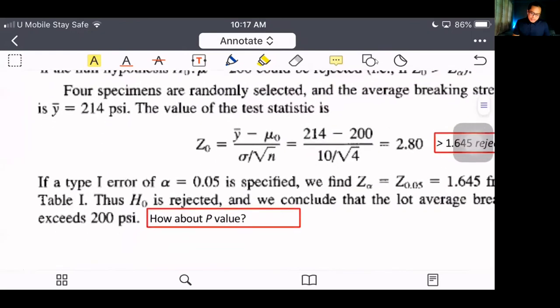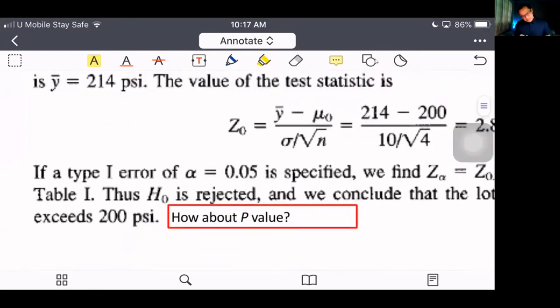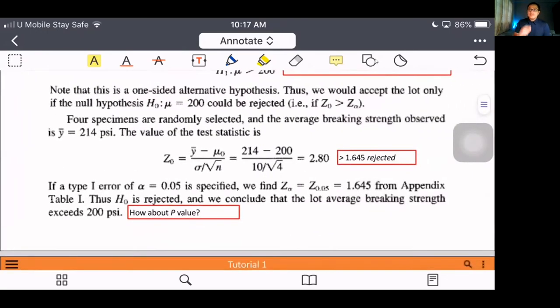Now, here is the next: alpha is 5%, or 0.05. Since this is 0.05, when we refer to the table, do I have the table here?